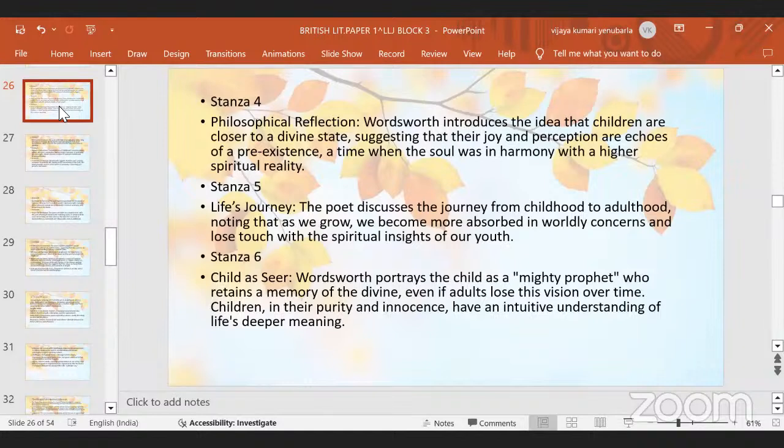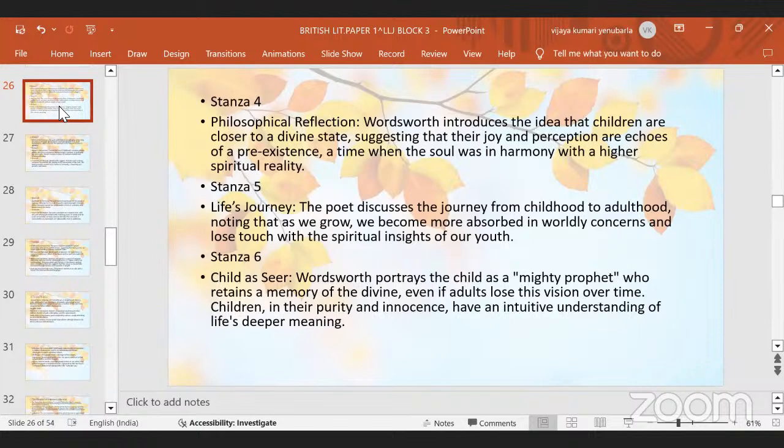And in stanza 5, he talks about the life journey: childhood, adulthood, and old age. The poet discusses the journey from childhood to adulthood, noting that as we grow, we become more absorbed in worldly concerns and lose touch with the spiritual insights of our youth. So when we are young, we have a connection with nature. When we are slowly growing, we are slowly moving into worldly things and we lose connection with the divine spirit.